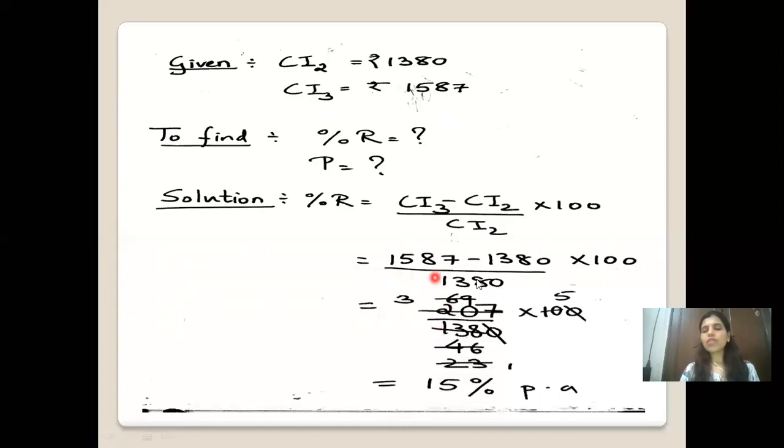Now here when you subtract, you will get 207 upon 1380 into 100. So 0 and 0 gets cancelled. Now you can see over here 138 and 207. You can divide it with 3 because both are divisible by 3.